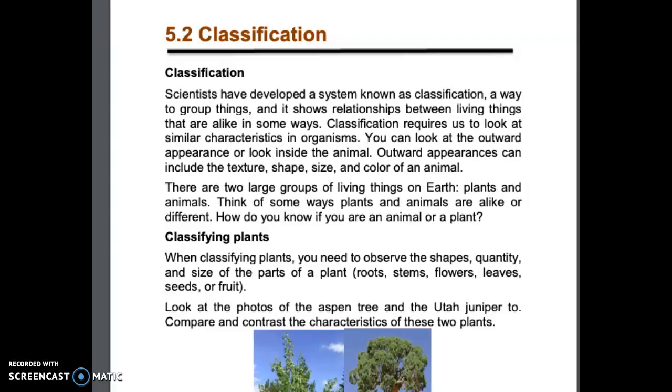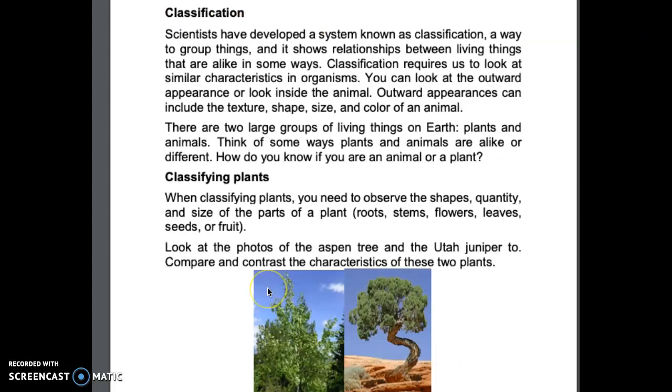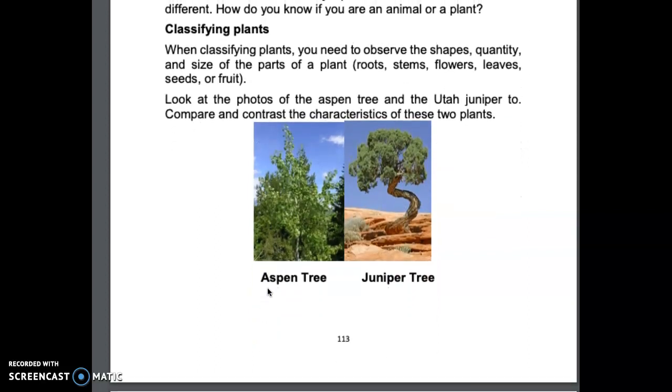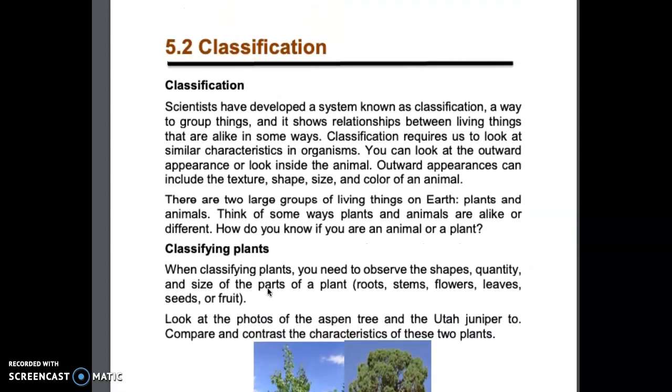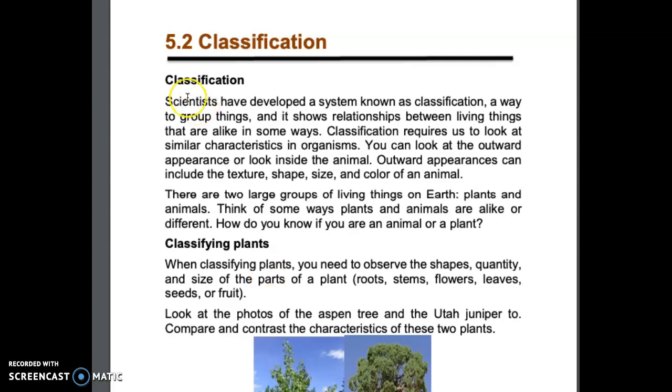We are going to continue reading about how scientists classify living organisms. Please turn to page 113 in your science notebook. Let's begin. Please follow along with your finger if you have your spiral notebook.